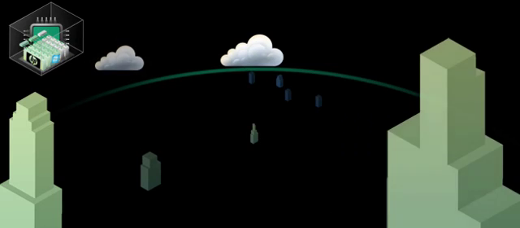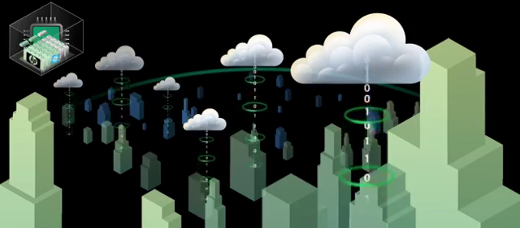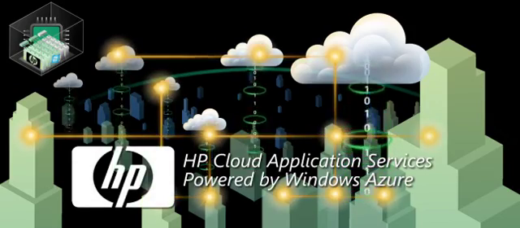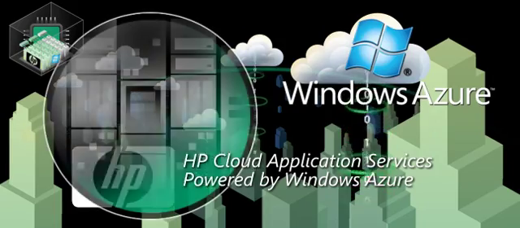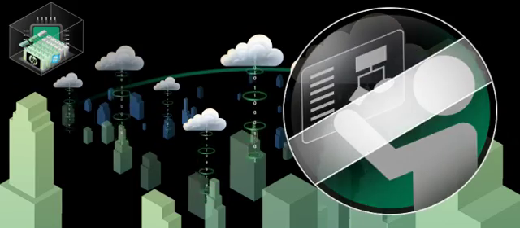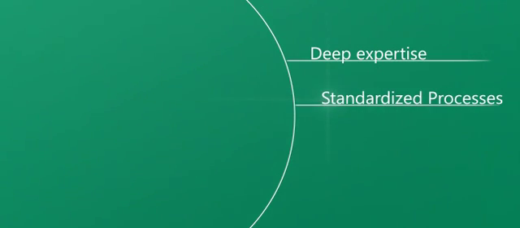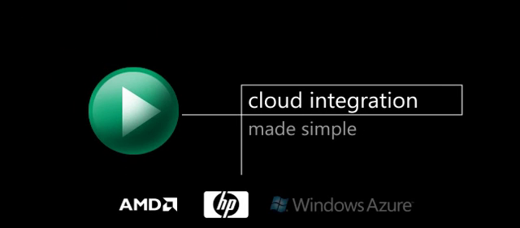As businesses move down the path of building out a cloud-based infrastructure, they can modernize their existing applications by porting them to the cloud through HP Cloud Application Services powered by Windows Azure. And they can do this with no upfront hardware expense and without the cost and complexity of on-site IT management. HP Cloud Application Services powered by Windows Azure combines deep systems management expertise, standardized processes, and world-class secure data centers to provide customers with a comprehensive approach to modernize, migrate, and integrate business applications to an Azure-based platform.